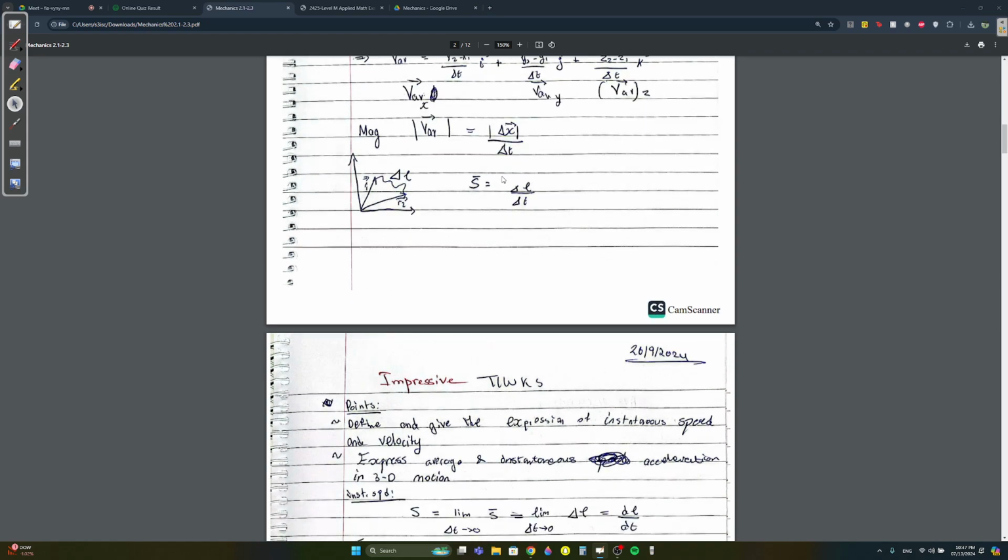Average speed is equal to delta L over delta t. This is very self-explanatory. Let's say it's this curve, it's 23 meters, and the time is, I don't know, 3 seconds, then average speed is 23 over 3. Guys, that's it.